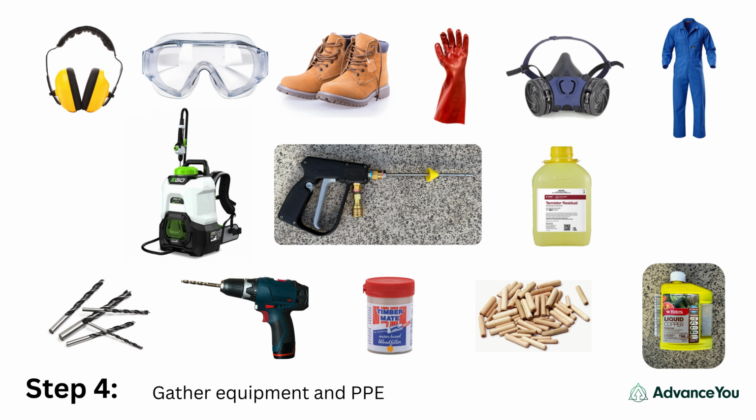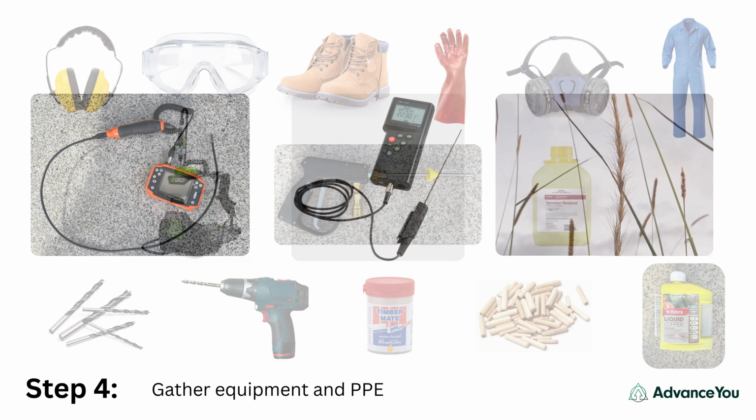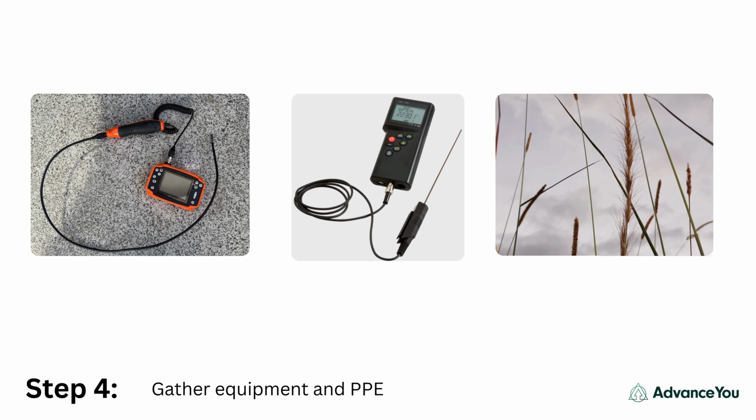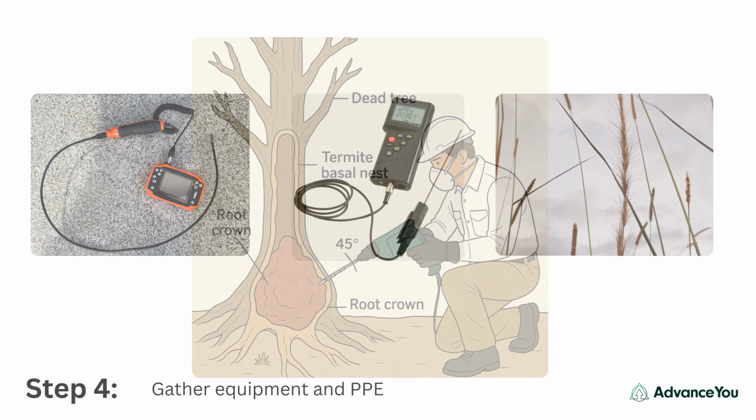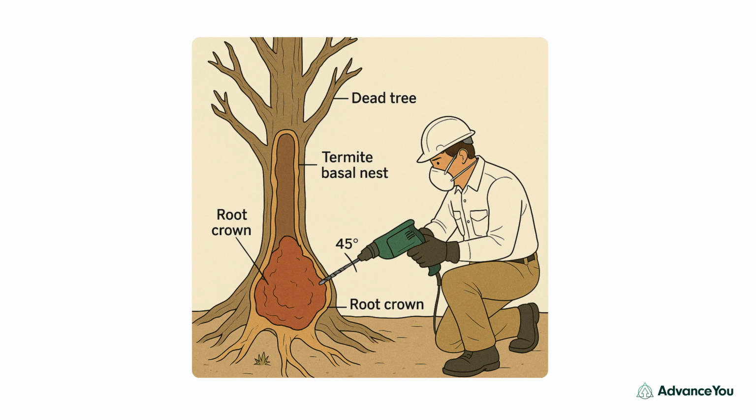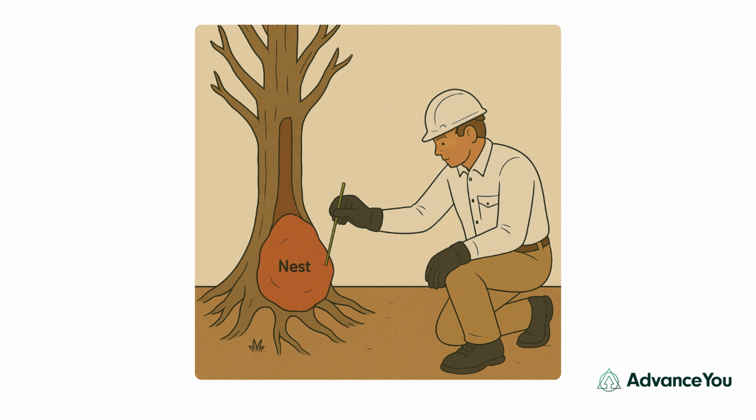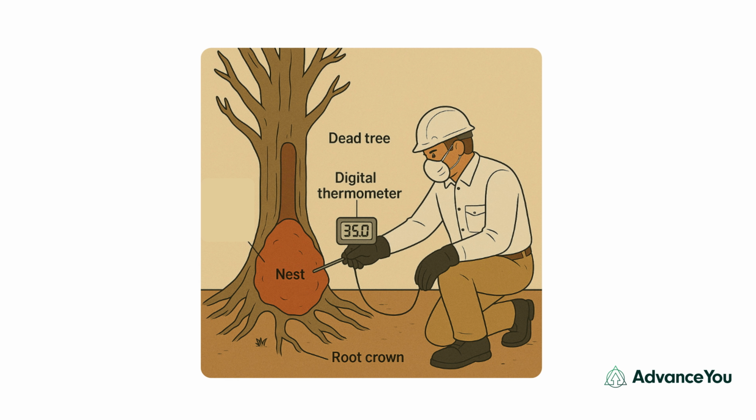You also need to select an appropriate drill and drill bit, as well as the products you will need to close the hole once complete, which can be acrylic caulking compound or timber putty, wooden dowels, and a fungicide. Select the methodology you wish to confirm or deny the presence of termites, either a boroscope, a blade of grass, or the use of a thermometer.